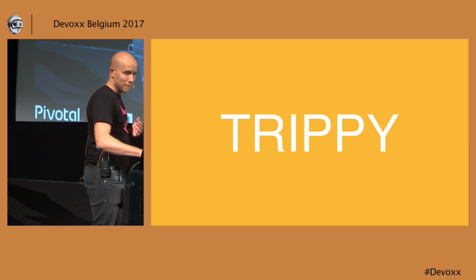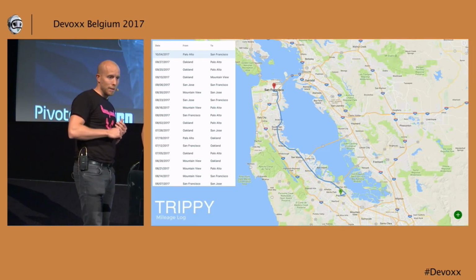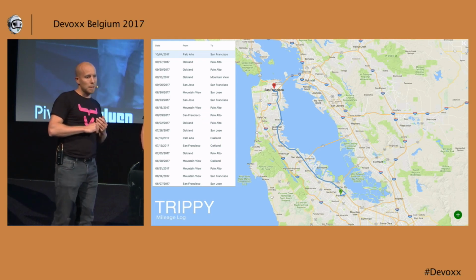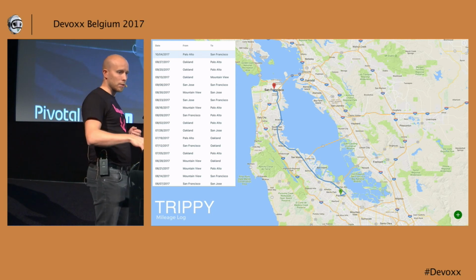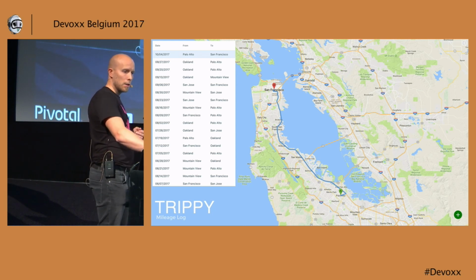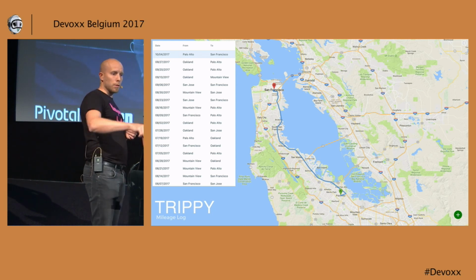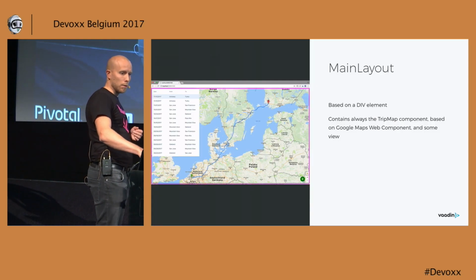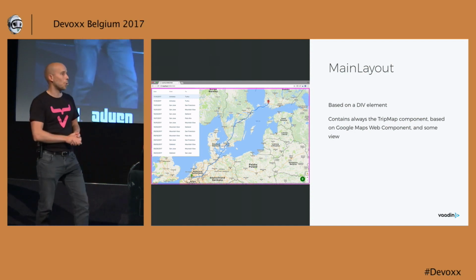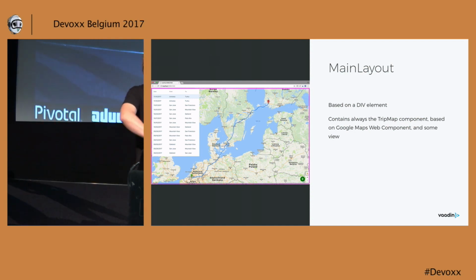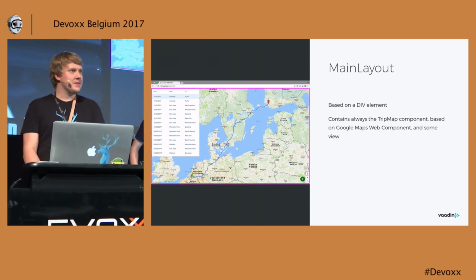We are going to build an application called Trippy, and it contains a listing of trips, and then it contains a visualization. So if you select any of these rows on the table, then it will show it on the map. And it's built so that I can talk more about this, yeah. So let's take a quick look.